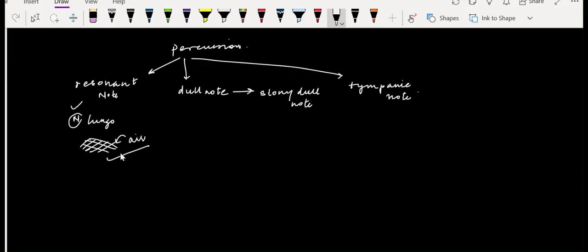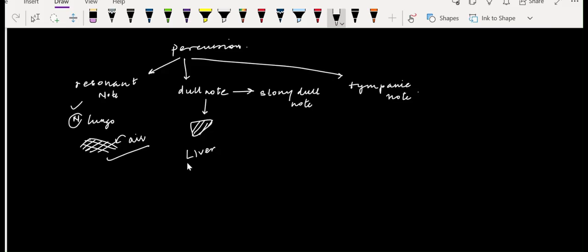Okay. Now what is dull note? So dull note is over a tissue which is completely solid, so there are no air spaces as such. That kind of a tissue is producing a dull note. So this is normal on the liver. Normal in the liver, normal in the spleen.